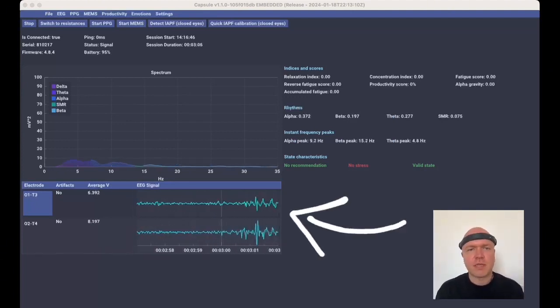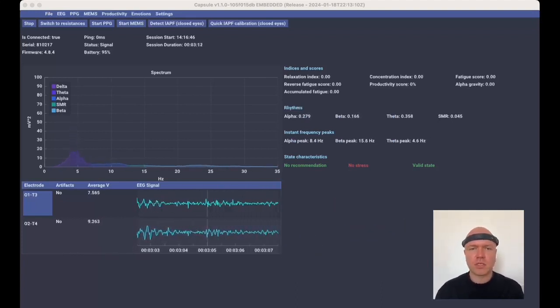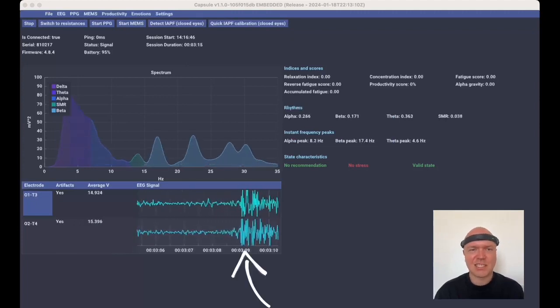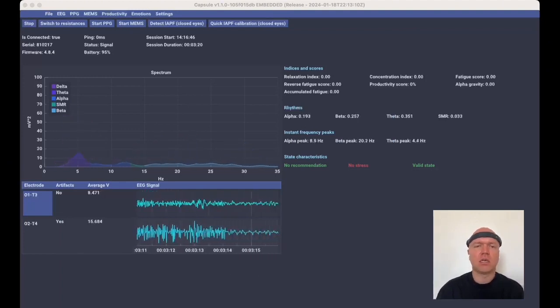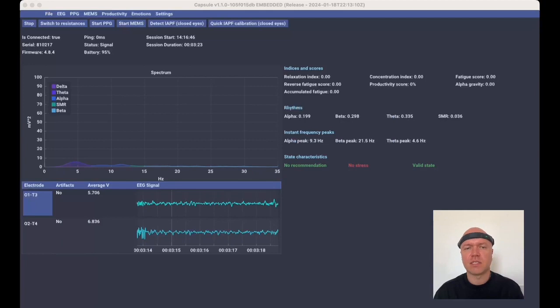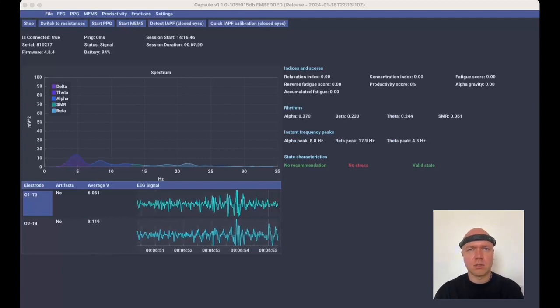Below the spectrum graph is the raw data graph. Here you can clearly see artifacts from muscle movements. For example, I can clench my teeth, and now you'll see these artifacts. Or if you want, I can close my eyes and you'll see what's called alpha spindles. So it's just small lines and waves that appear on the graph. So you should see it now. So yeah, that was alpha spindles.